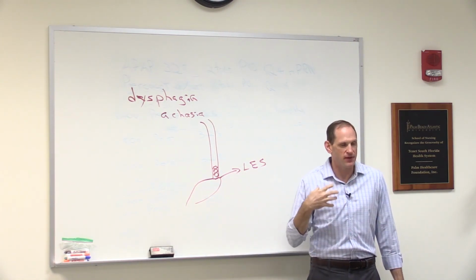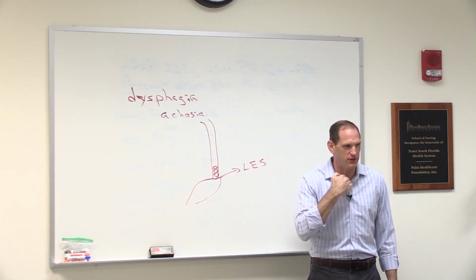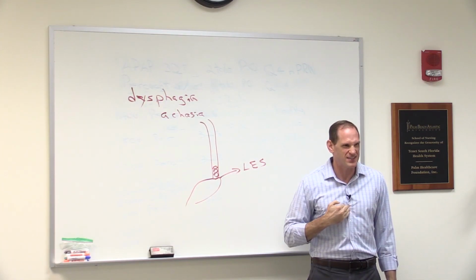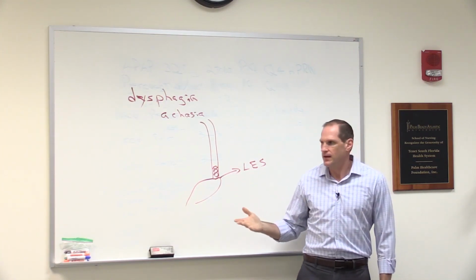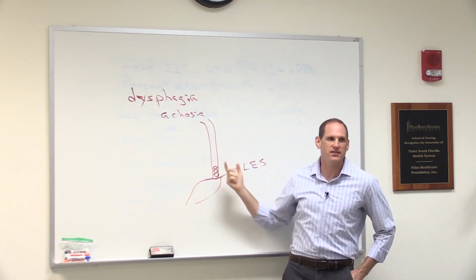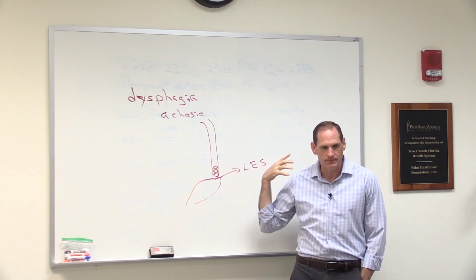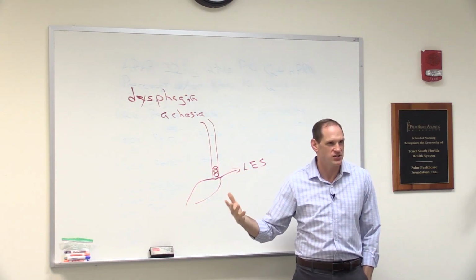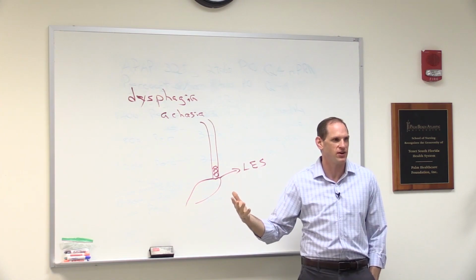And sometimes you may have eaten a really big bite of food and you kind of feel it go down and it feels like it gets stuck right there. Well, in achalasia, that happens all the time, not just when you take an especially big bite of food because you're a glutton.